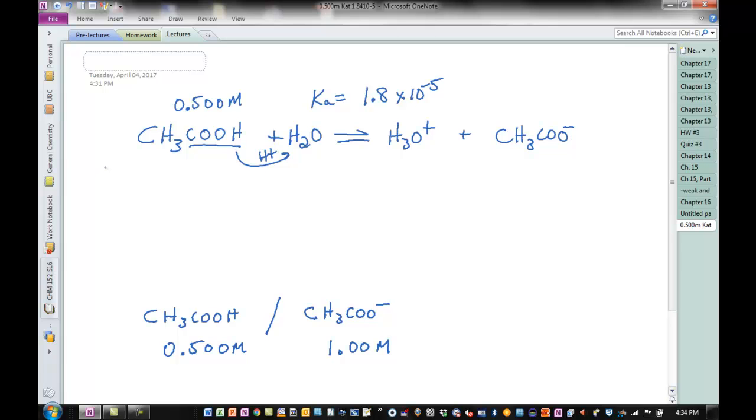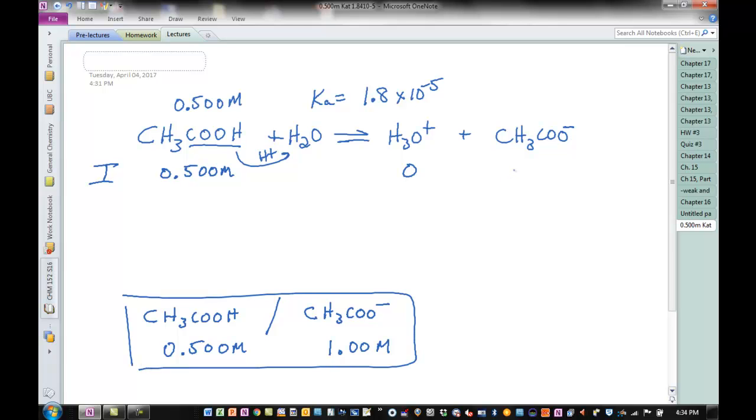Well, let's see. Initially, if we just had the weak acid, that'd be 0.5 molar. Hydronium would be 0 at the start before the reaction started, and our conjugate base would be 0 at the start if it were just pure acid. But let's look at a solution that contains both. So initially, this is not 0. Let's say it's 1 molar.